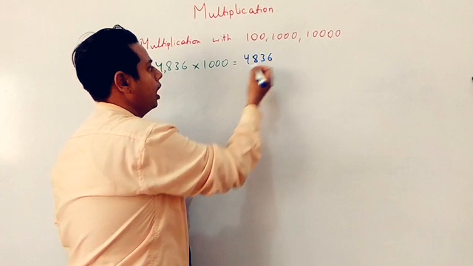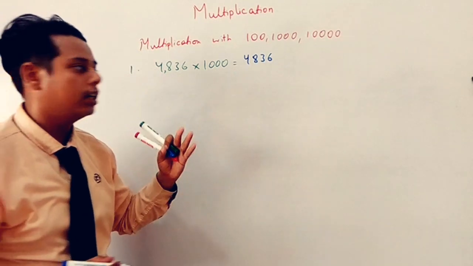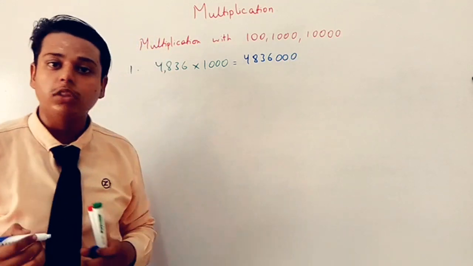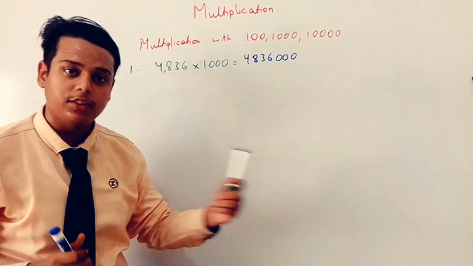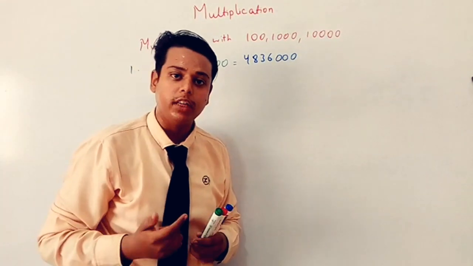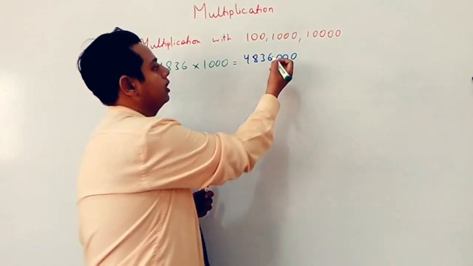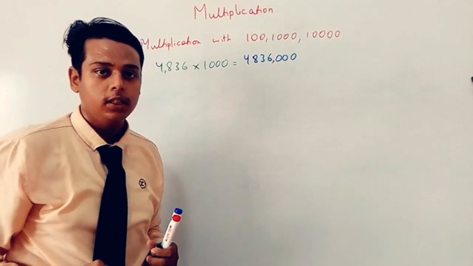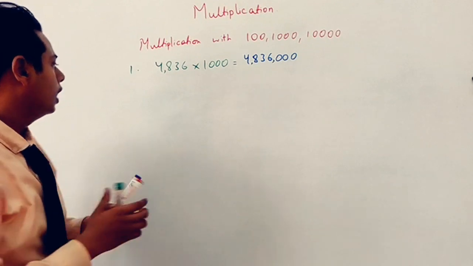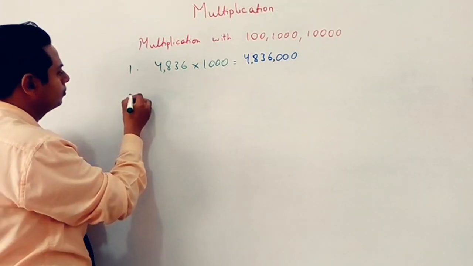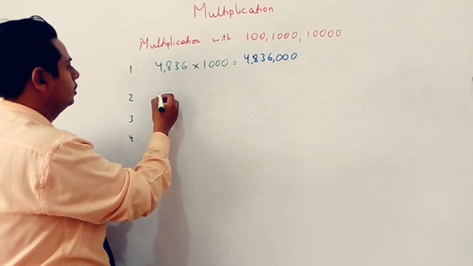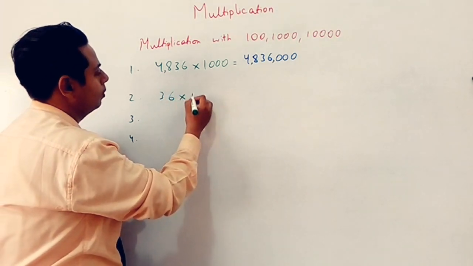So simply, what will be the answer then? 4836, and how many zeros are there? 3 zeros are there. So how many zeros are in place? 1 2 3. Now come to the commas. As we learned in the last video, after each and every family we need to place the commas. After the unit family I have placed one, and after the thousand family I have placed the comma. Now come to the second example. Okay, I am just writing 4 examples over there. 136 multiplied by 1.